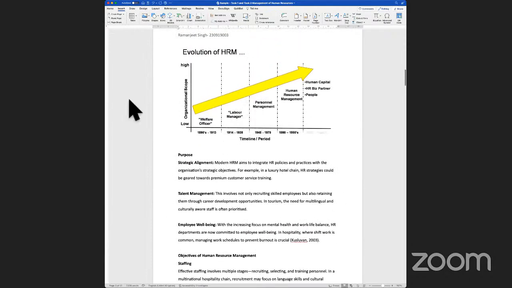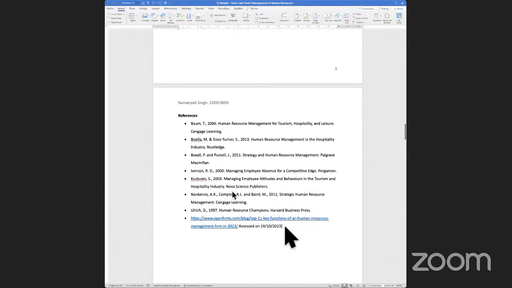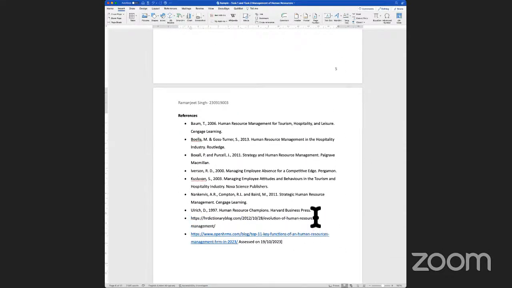Similarly, I should have done this for evolution of HRM, and this is showing evolution of HRM. Here, the source is the HRM website. And what I would need to do, when I look at putting the reference down, is give credit to the website from which this has been taken. So I would go into the references again and put that here, and again put the timestamp, which is when I accessed this particular bit of information.